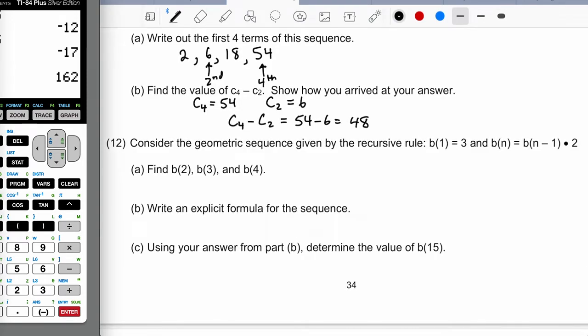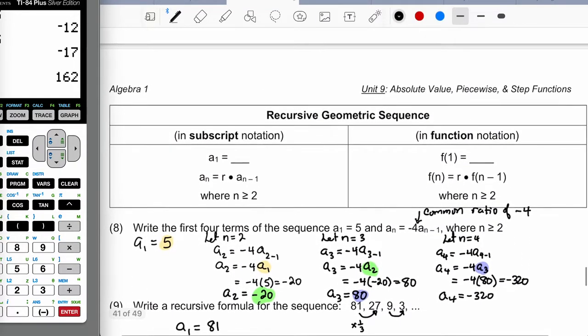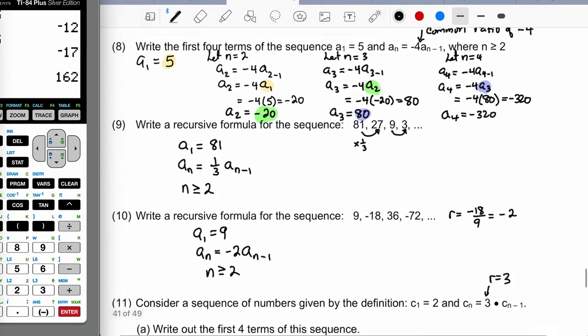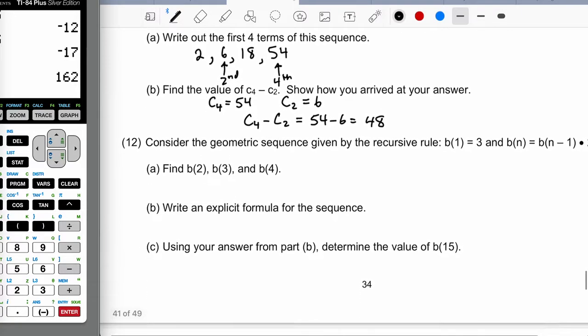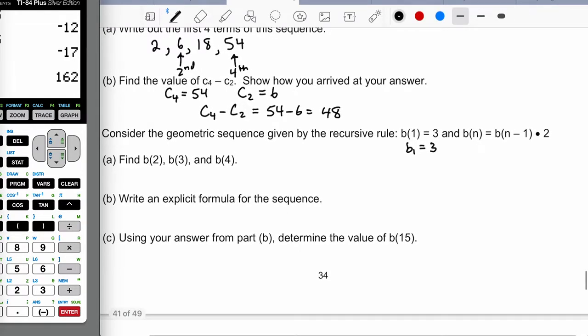Now here they use some function notation. They said b of 1 is equal to 3. That notation, just going back to the top here, that's an alternate form of notation, but it amounts to the same thing. All right, so when I see b of 1, I can also write that as b sub 1. So it means b sub 1 is equal to 3. And this also means b sub n is equal to 2 times b sub n minus 1.